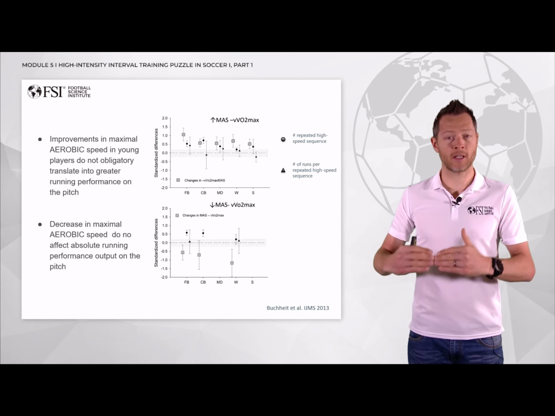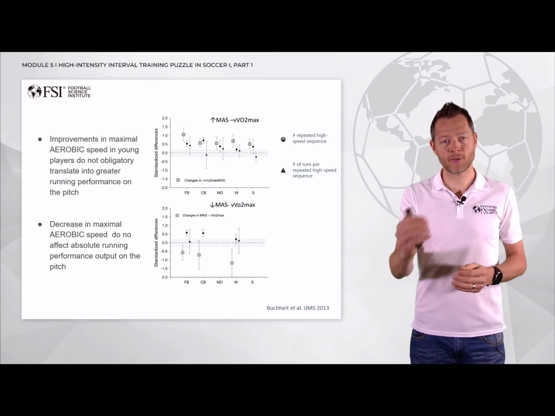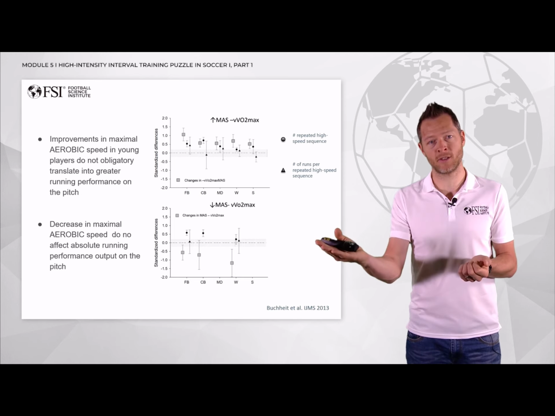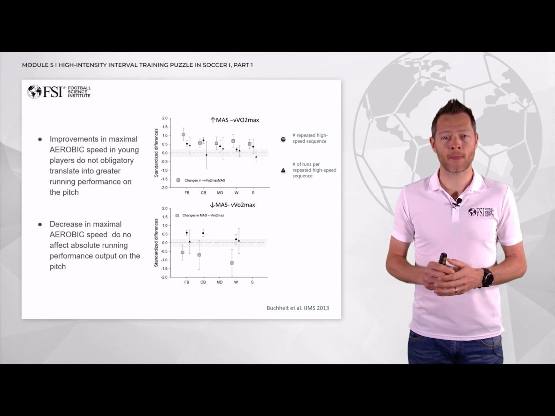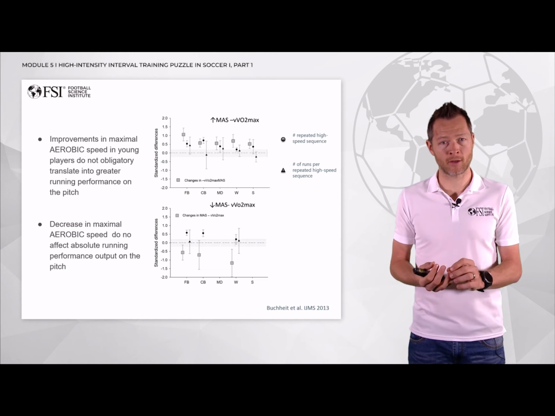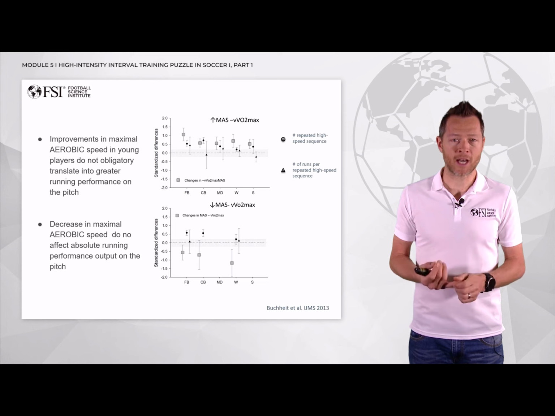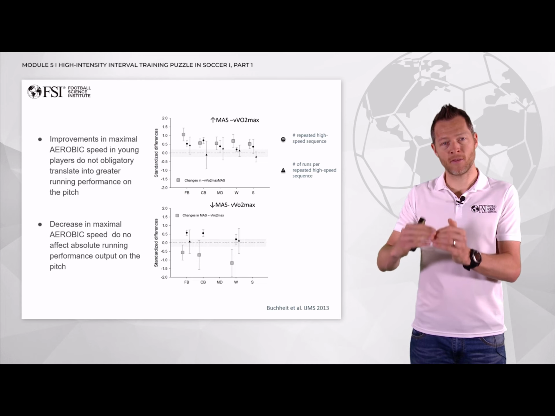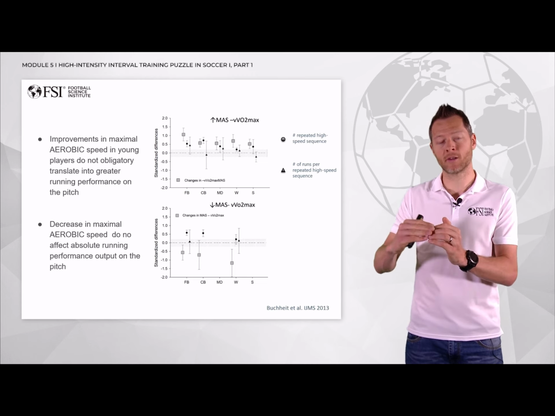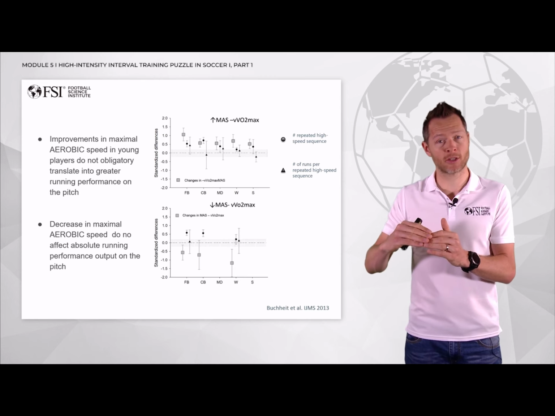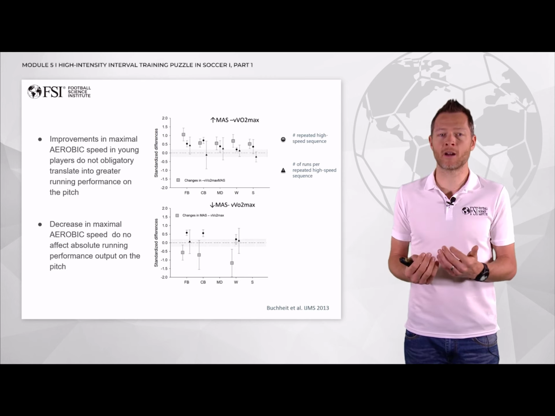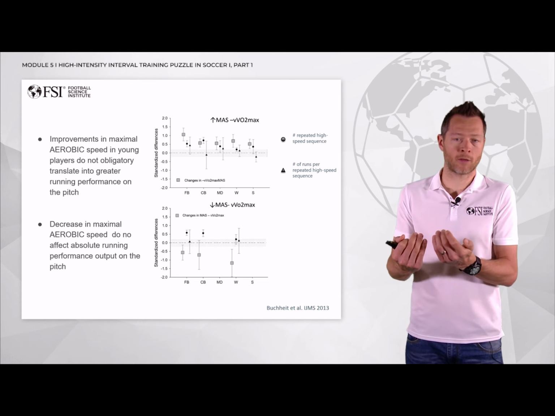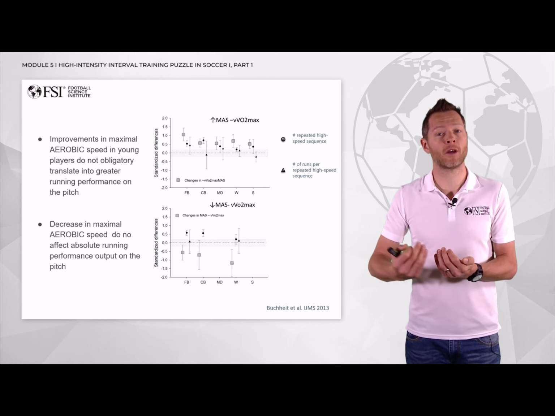So those kids clearly got fitter by the end of the year, but as you can see, the match running performance between the start of the season and the end of the season, which is represented here via the black dots or the black triangles, in relation to repeated high-speed sequences or repeated sprint high-intensity actions during games, did not change as much as the fitness did. So there was not a clear association between the improvement in fitness and the somewhat, sometimes improved, sometimes not improved, running performance.